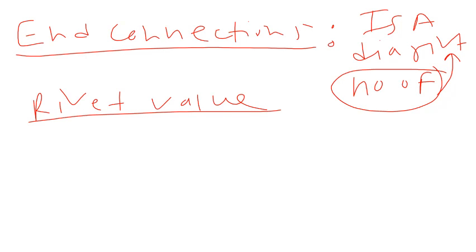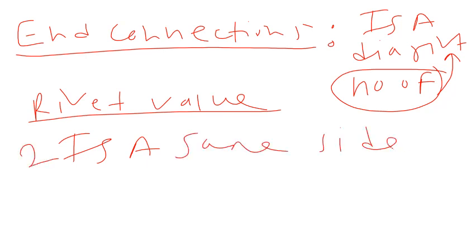So here, as two ISA angles are connected on the same side, we need to consider a single shear value, or only one rivet will fail first, and the corresponding area will be pi by 4 d square. There will not be double shear because it is not connected on both sides; they are connected on the same side.